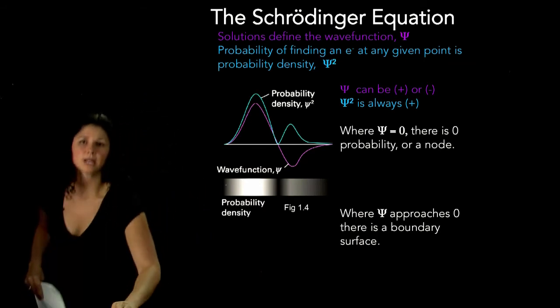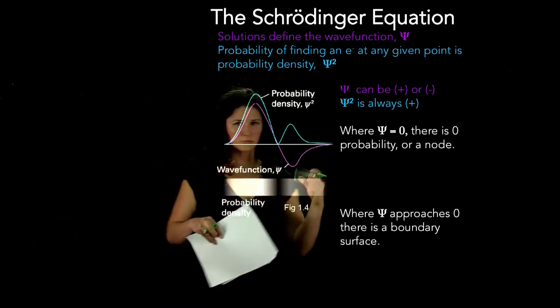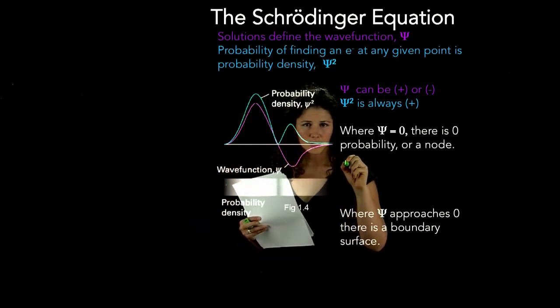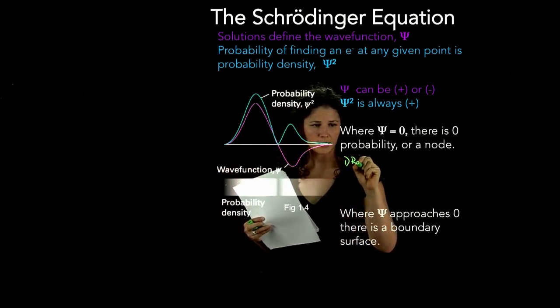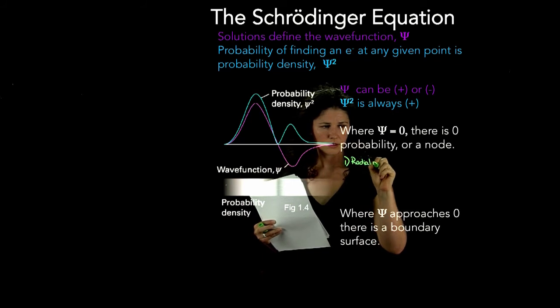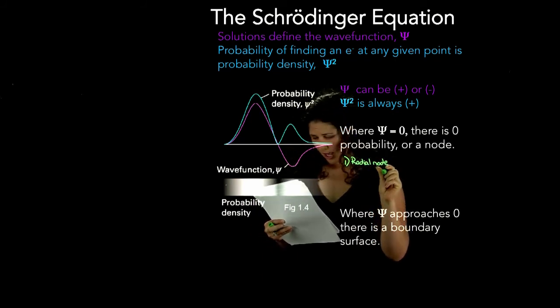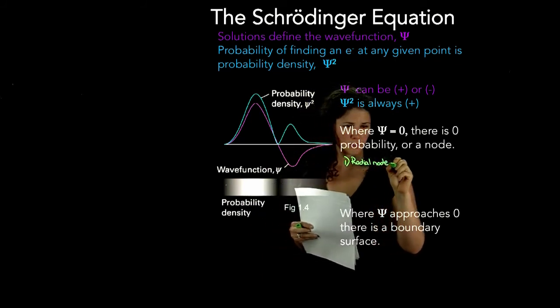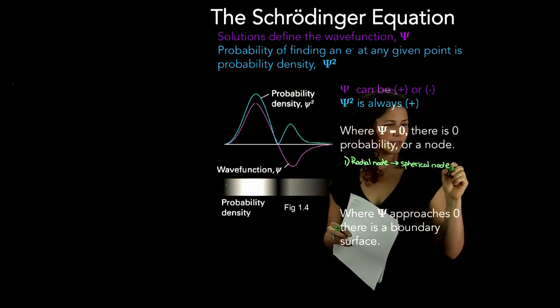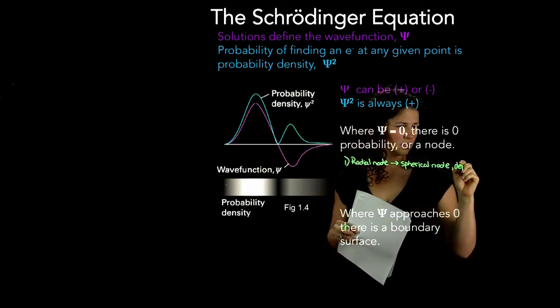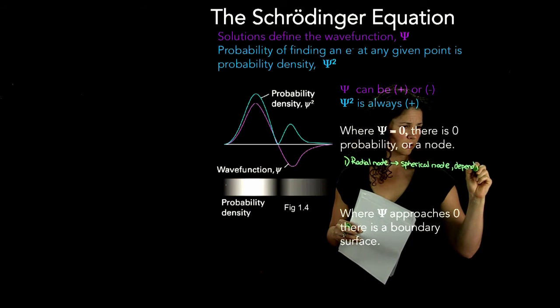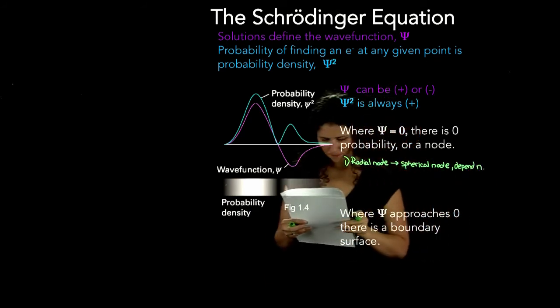So there are two types of nodes, and I'm going to write them here. So you can have a radial node. And a radial node is a spherical node. And these are going to depend only on your value of n, so your shell number.